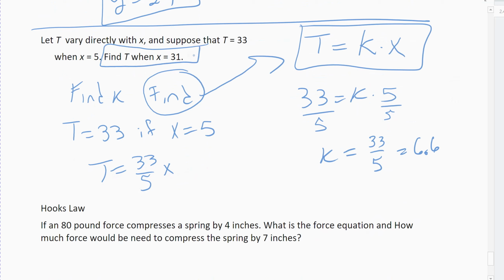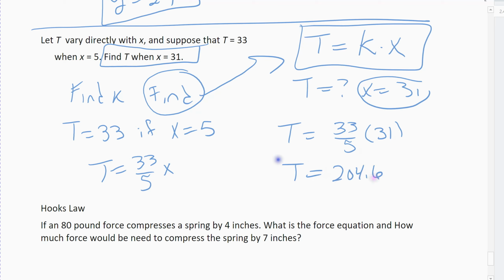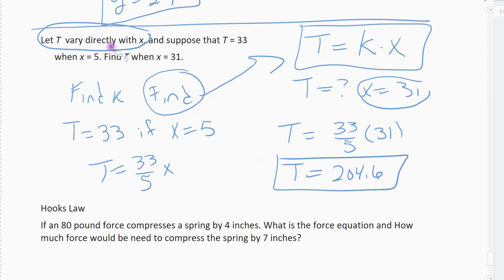And then they ask you to use it. What's t when x is 31? All right, so I'm going to erase this to do that work. So I want to find t when x is 31, and so it's just plug that into this equation. So t equals 33 over 5 times 31, and so t is, whatever that comes out to be, 204.6 is what my t value is. All right, so what you have to remember is when it uses this term, it means that equation. T varies directly with x means t equals x times some constant.